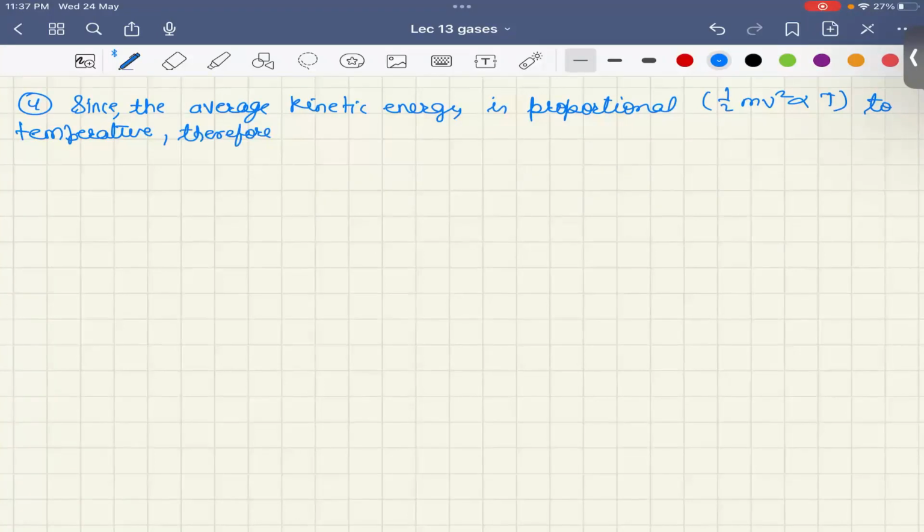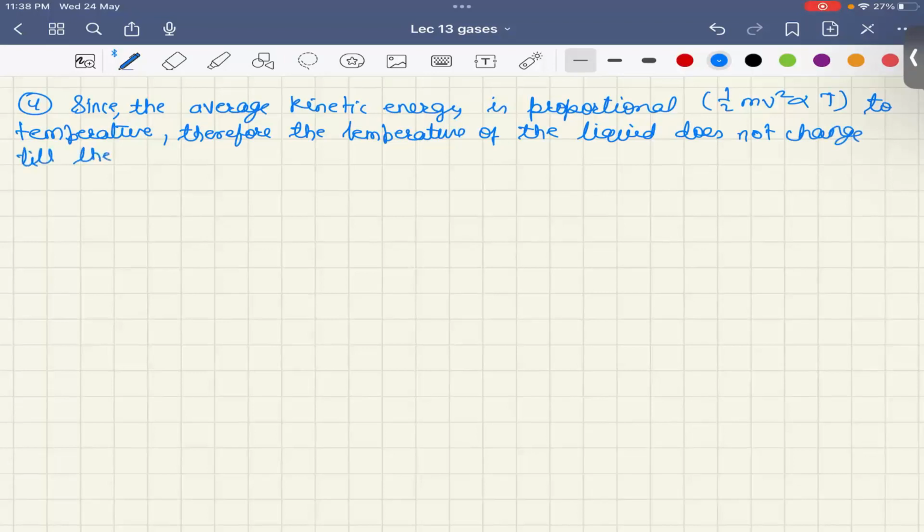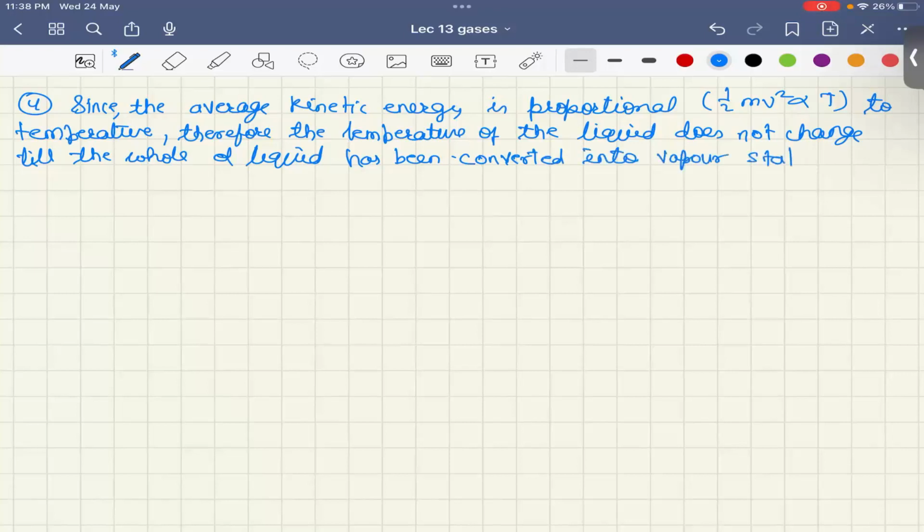Therefore, the temperature of the liquid does not change till the whole of the liquid has been converted into vapor state. Boiling does not occur when the liquid is heated in a closed container, right?